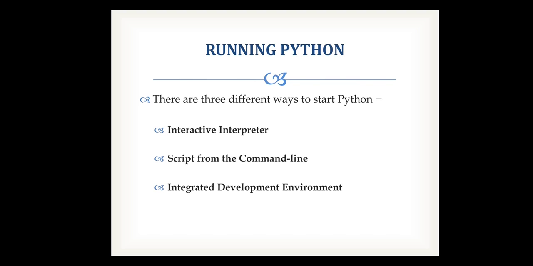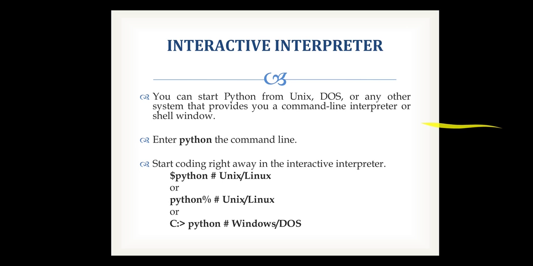Next is how to run Python. There are three different ways to start Python: interactive interpreter, script from the command line, okay, CMD, and the last one is integrated development environment. So first, the interactive interpreter. You can start Python from Unix, DOS, or any other system that provides you a command line interpreter, okay, command prompt, or shell window. Enter python at the command line, then start coding right away in the interactive interpreter.